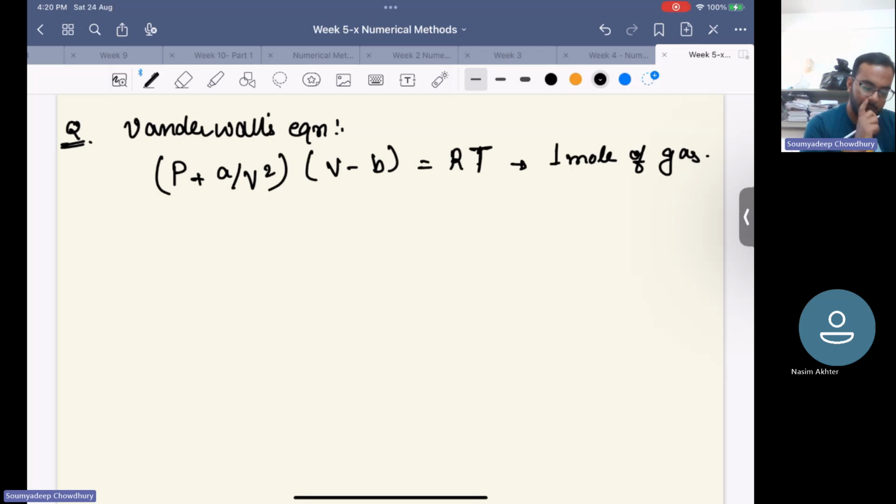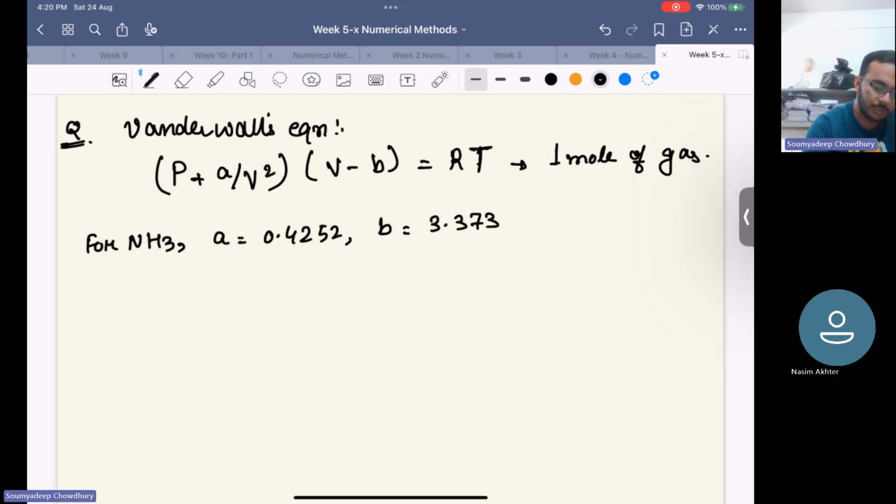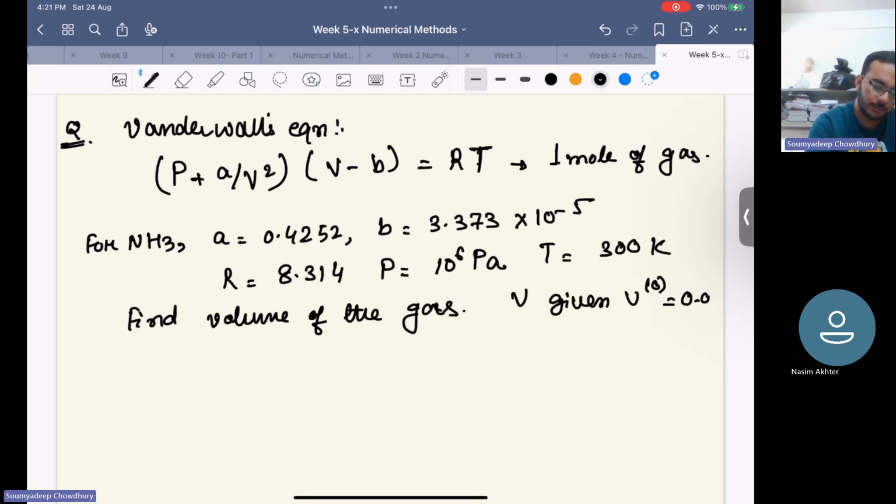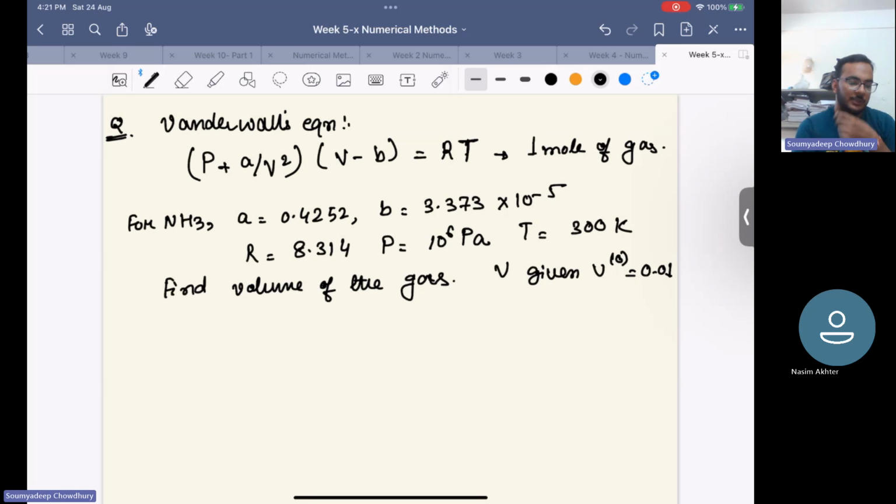So here we don't need to understand the physics of that. For this problem, it is given for ammonia gas, we have to basically solve this equation. So A is given 0.4252, B is given 3.373 times 10 to the minus 5. The universal gas constant R is 8.314. For a pressure of 10 to the power 6 Pascal and temperature of 300 Kelvin, you have to find the volume of the gas V, given V of 0 is 0.01.